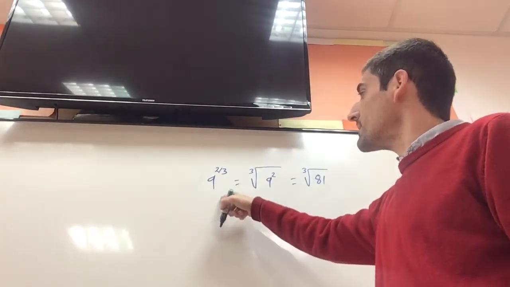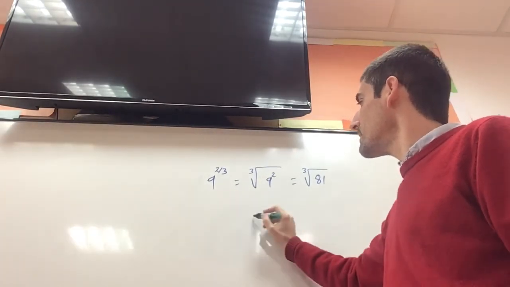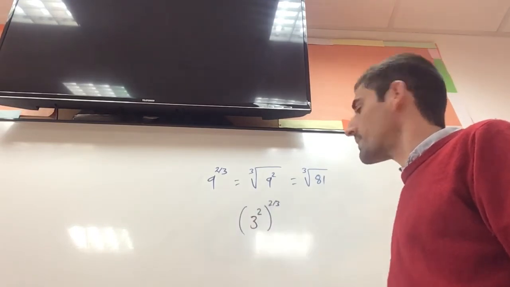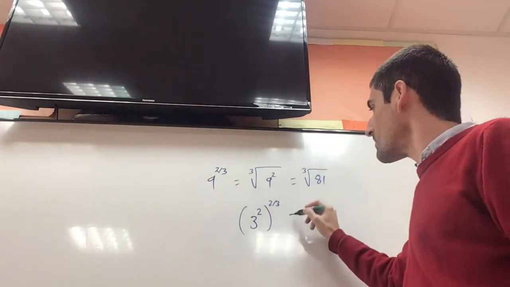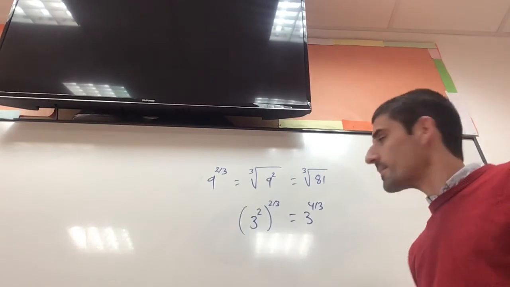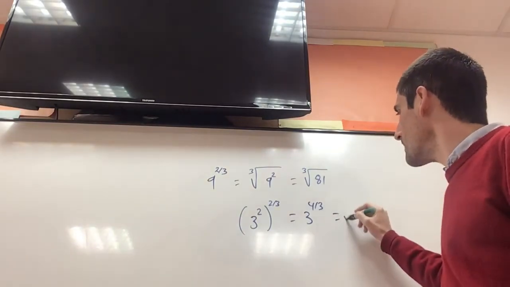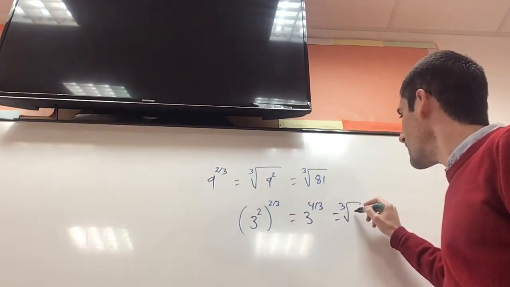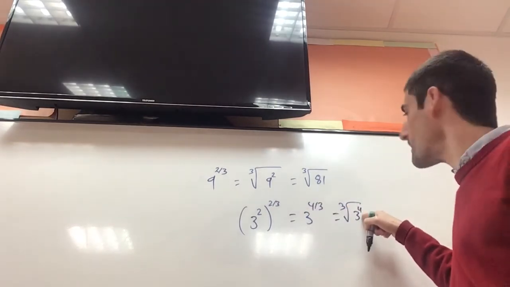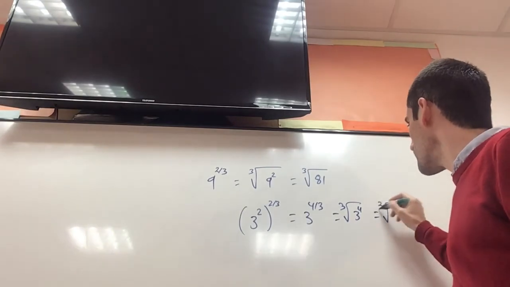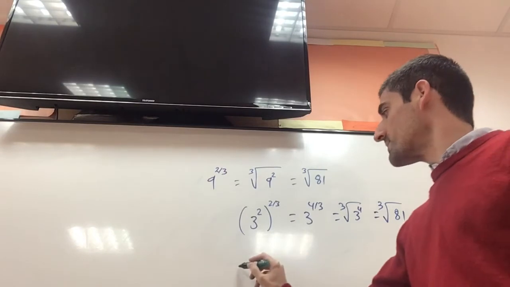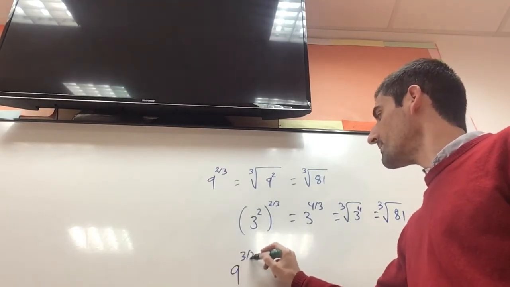The other way to do this is 9 is 3 squared, to the power 2/3. 2 times 2/3 is 3 to the power 4/3, which again, just like before, is the cube root of 3 to the power 4. Remember, the numerator is the power of the number inside, so this is the cube root of 81. Perhaps, now that I look at it, a more interesting example would have been 9 to the power 3/2.